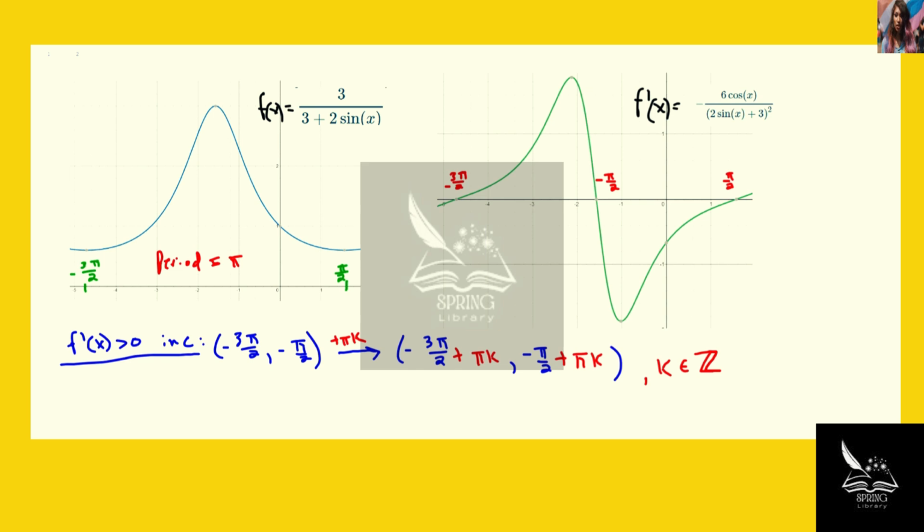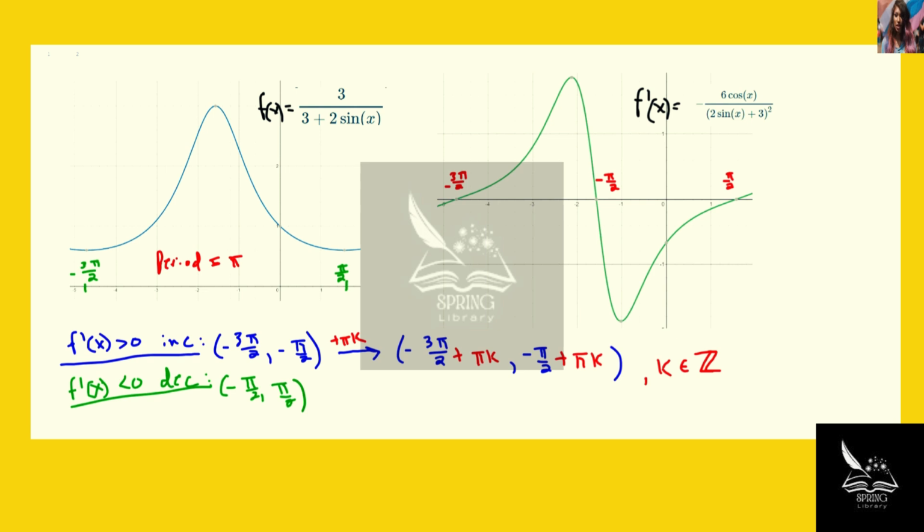All right, now let's find where f prime of x is strictly less than 0, or where it's going to be decreasing on this interval here. So it looks like it becomes negative at negative pi half, and it'll stay negative until pi half. On that interval, that's the only place where f prime of x is strictly less than 0.